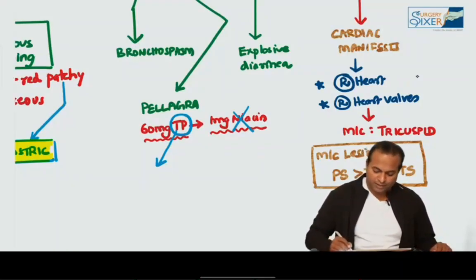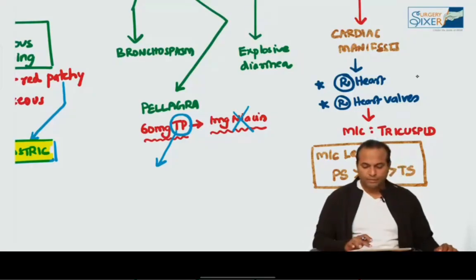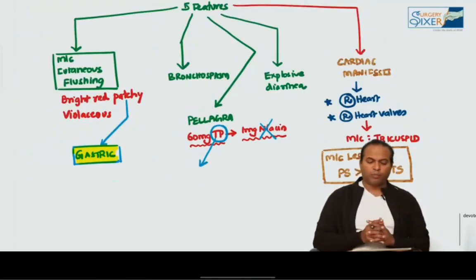Please don't forget this. And I would request you to remember: pulmonary regurgitation is not seen. So these are the 5 classical features of carcinoid syndrome.